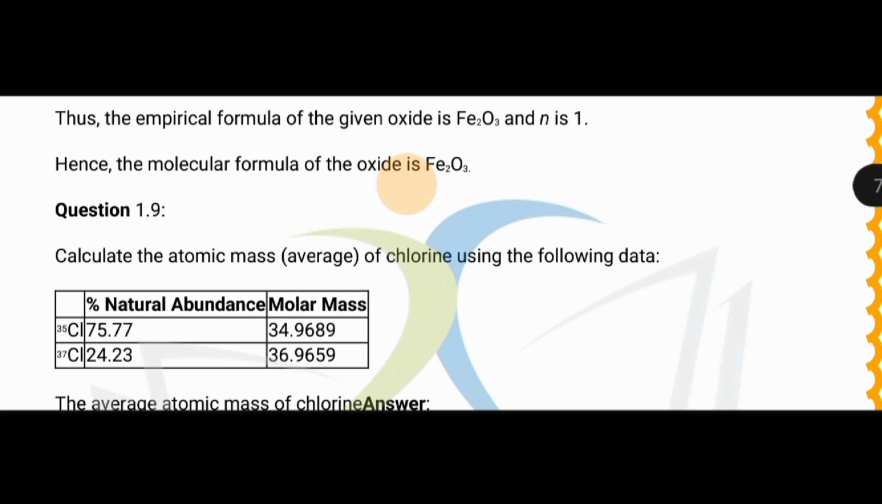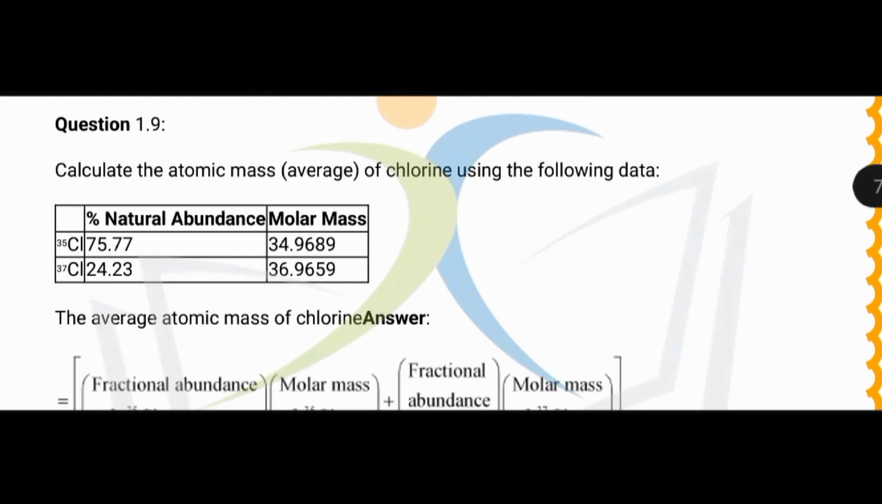Now the next question is question number 9. Calculate the atomic mass of chlorine using the following data. The natural abundance: the first isotope is chlorine 35 and the second is chlorine 37. The molar mass of chlorine 35 is 34.9 and its percentage is 75.77, and chlorine 37 has molar mass 36.9 and percentage 24.23. Now we have to calculate the average atomic mass.